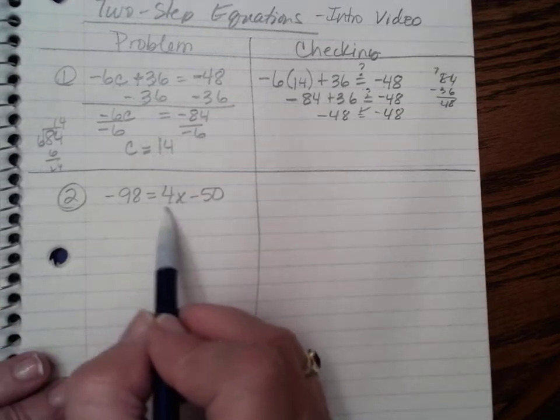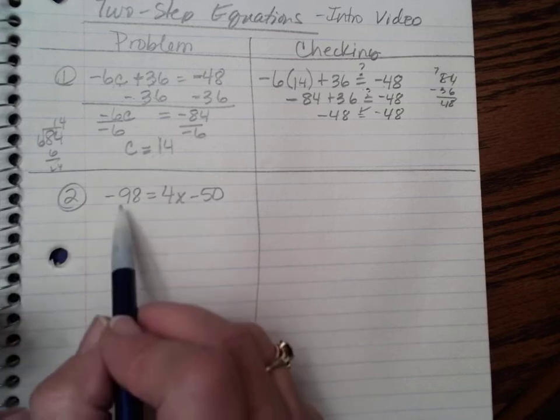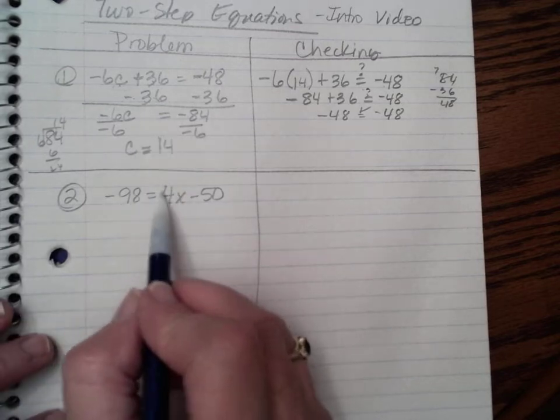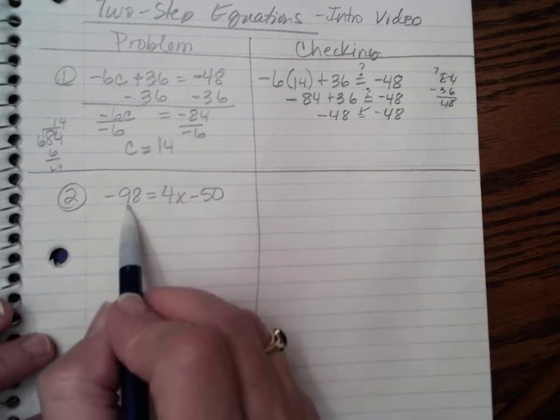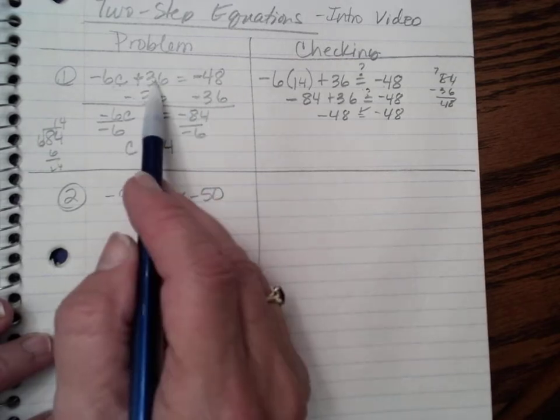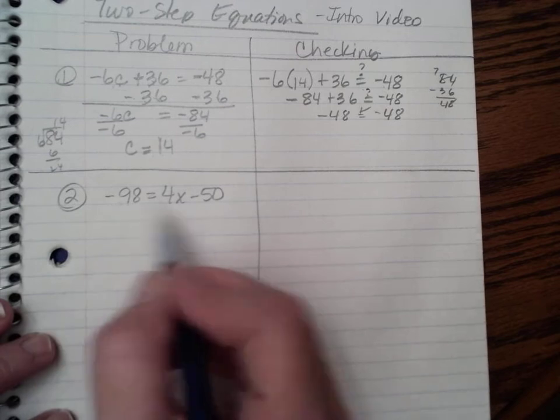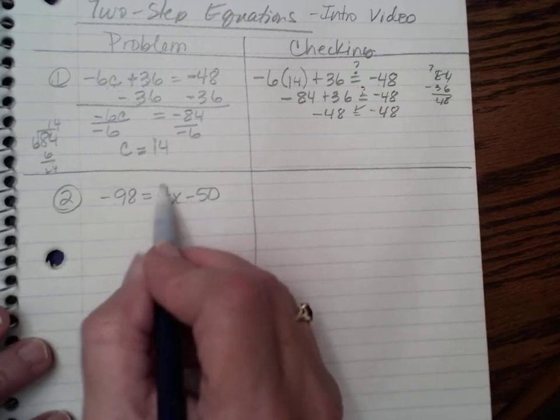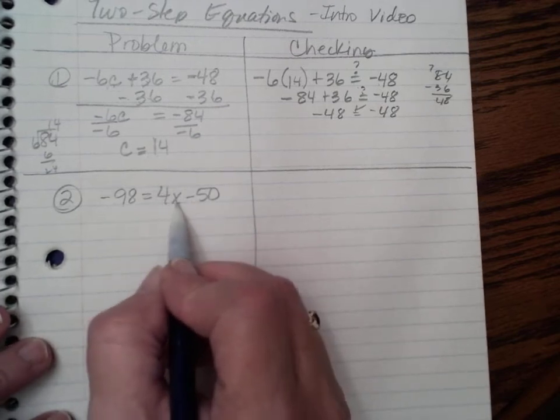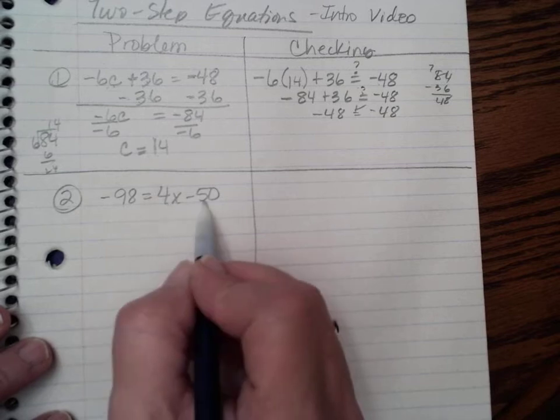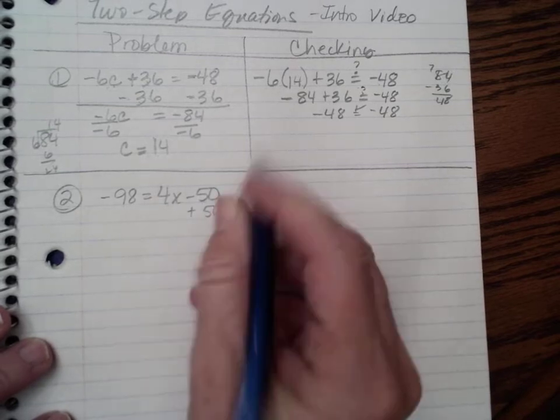Now, in order to get rid of everything away from the x, notice that 4x minus 50 is on this side and negative 98 is on that side, and that's okay. You don't have to have all the numbers here. So you can actually work it the other way. Whatever you're doing with the variable, you do last. That's multiplication, so we're going to get rid of that last. So here we're going to add 50, the inverse operation.